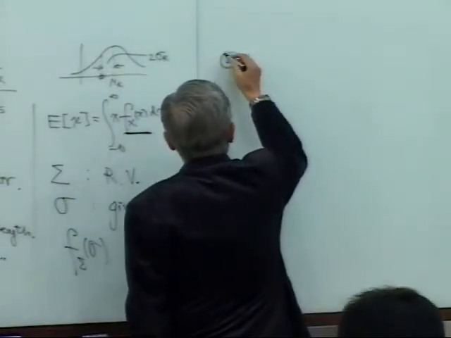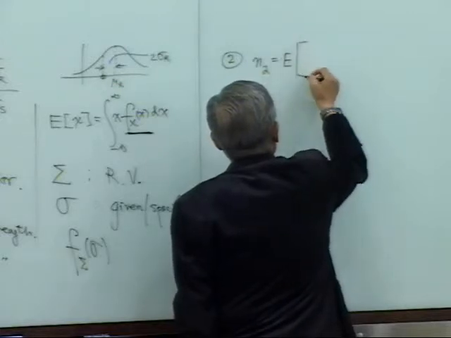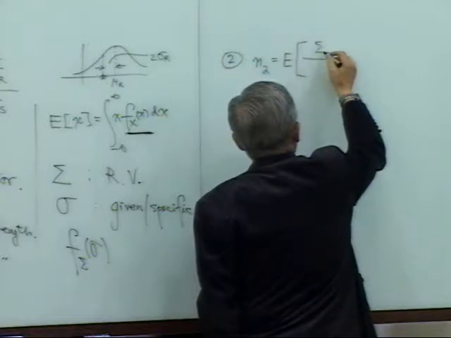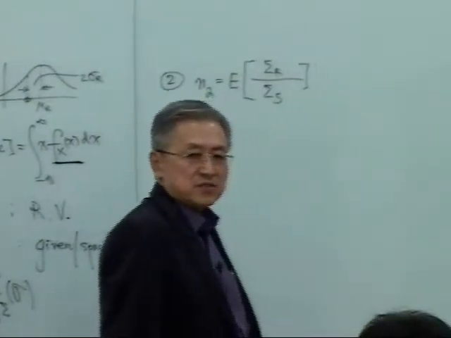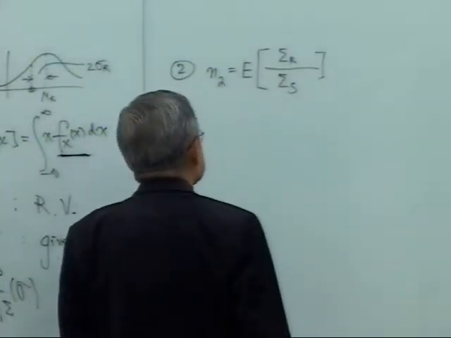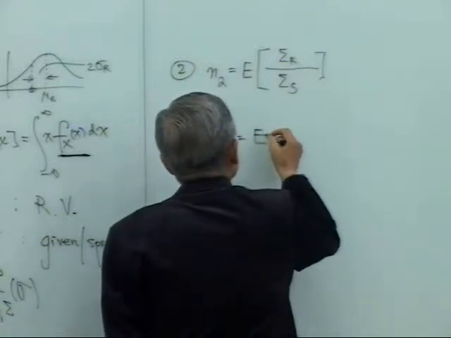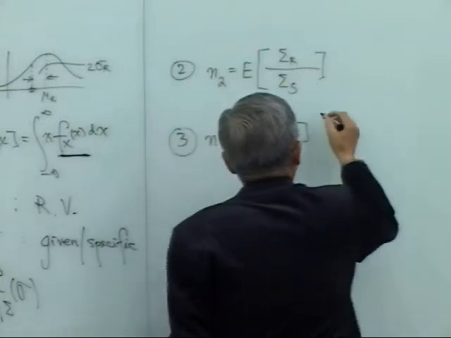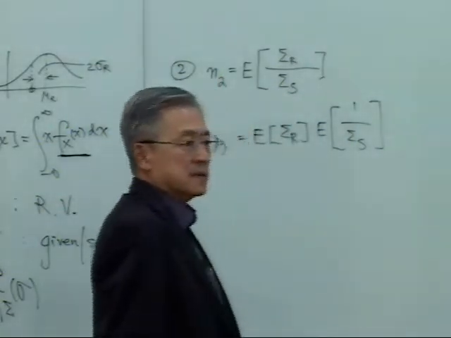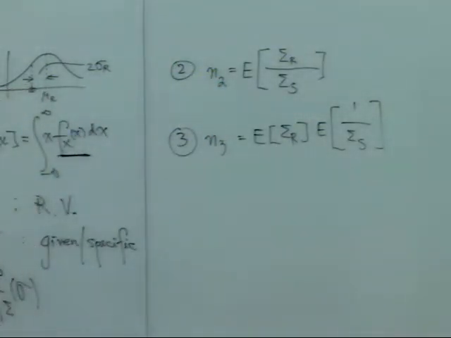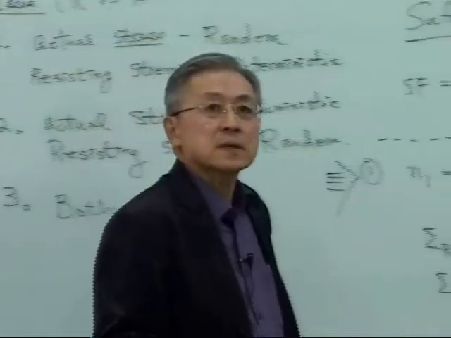And all the other types you have, let's say N2 could be the expected value of sigma r over sigma s, another type. And N3 says, well, I want to make it something different, and I'm going to take the whole thing as this. But the central safety factor is what I usually use.